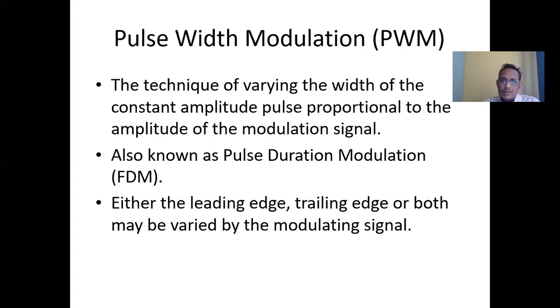In pulse width modulation, the high frequency pulse train is changed in accordance with the amplitude of the modulating signal by keeping amplitude and position constant. It's called pulse width modulation. Pulse width modulation is also called pulse duration modulation, where either the leading edge or the trailing edge or both may be varied by the modulating signal. This is a very important feature of pulse width modulation.